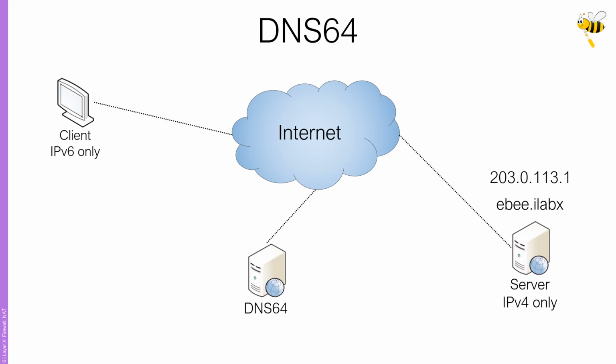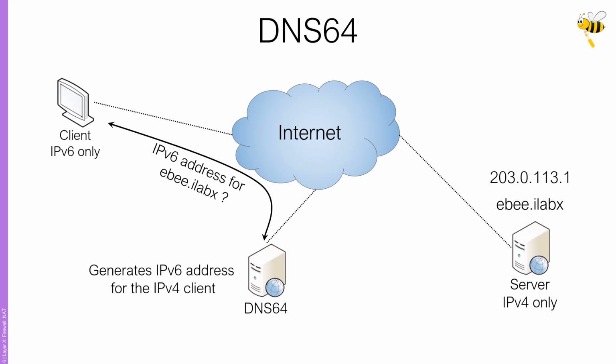the domain name. Now, as mentioned, in our case, the client cannot do anything with an IPv4 address, as it is IPv6 only. This is where DNS64 can help. The client sends a regular DNS request for eb.ilapx to the DNS64. From the client's perspective, this looks like a regular DNS resolver or name server. However, what DNS64 actually does is generating an artificial IPv6 address for the IPv4 only server.